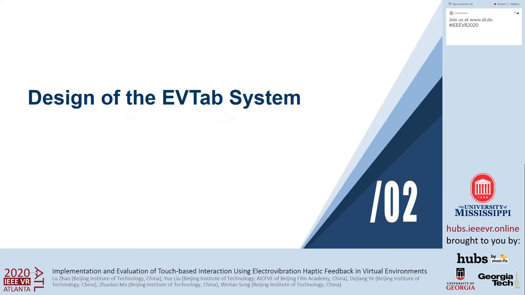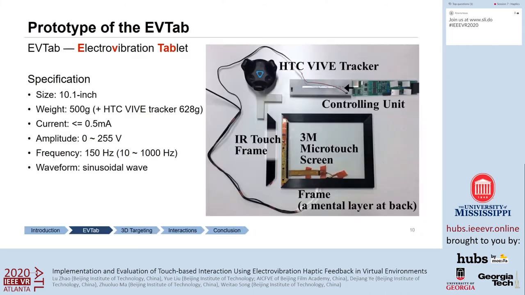Then we will introduce the design of our system. We designed the electro-vibration tablet and named it the EV-Tab. We assembled a 10.1-inch device by considering its light weight and its adequate size for accurate manipulation. The weight of the tablet is about 500 grams, which is portable enough to be taken anywhere. Similar to Bao's work, we use a 3M MicroTouch screen to generate the electrostatic friction force on the finger. We choose a 150 Hz sinusoidal signal as the stimulus of our system.